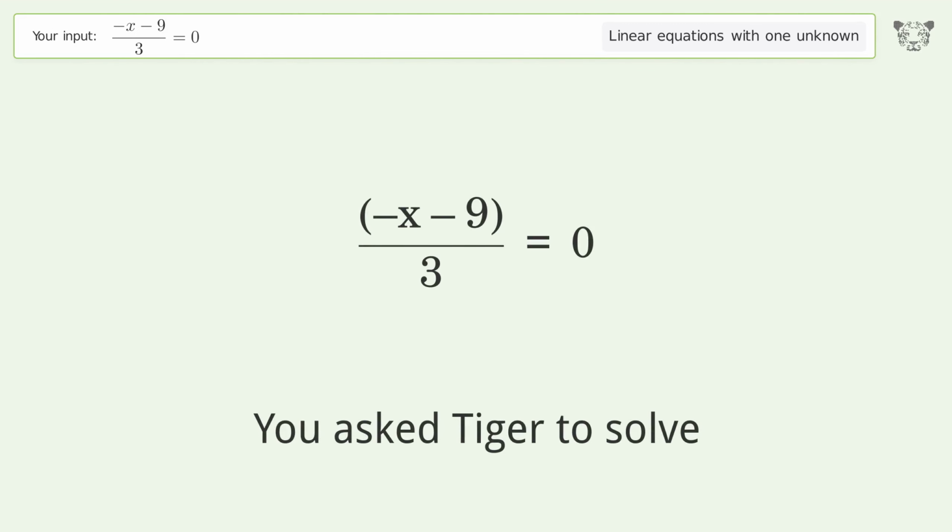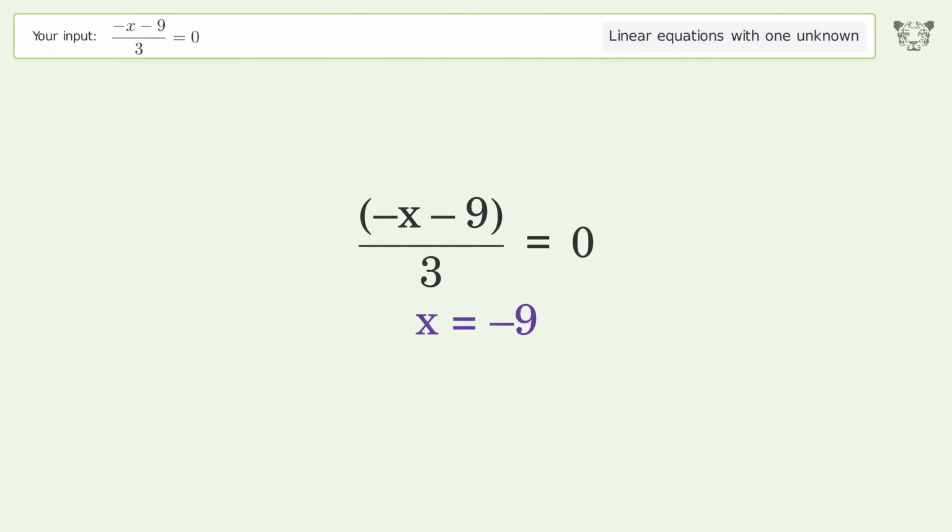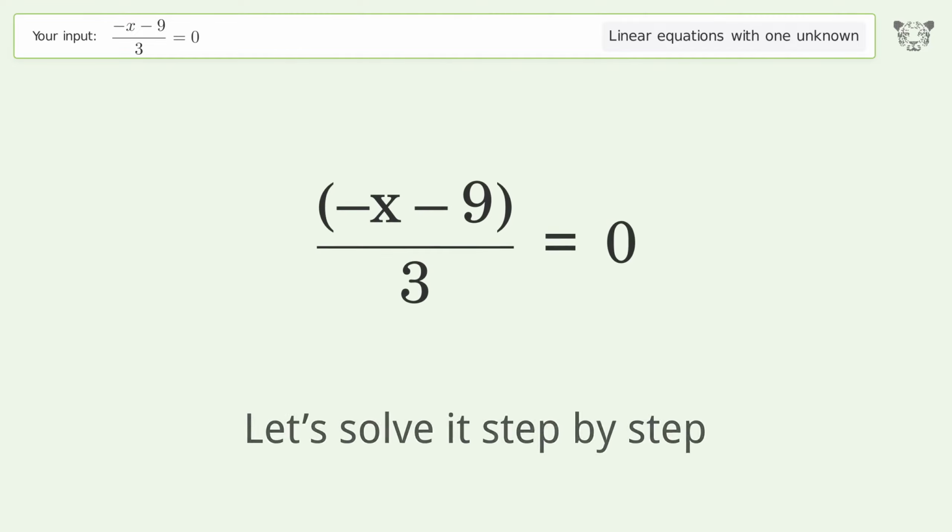You asked Tiger to solve this. This deals with linear equations with one unknown. The final result is x equals -9. Let's solve it step by step.